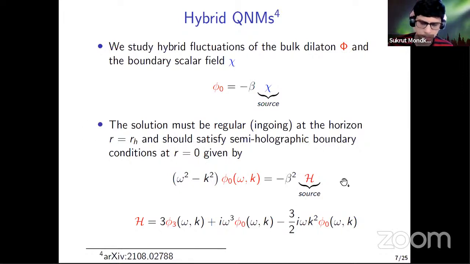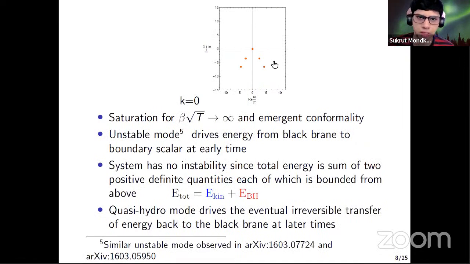So first is the equation of motion for the boundary scalar, using this semi-holographic relation, and second is the expression for the CFT operator H obtained from holographic renormalization. So I will show the results for the homogeneous case, when k, the momentum, is 0, with this animation. In this animation, beta is increased from 0 to larger values.